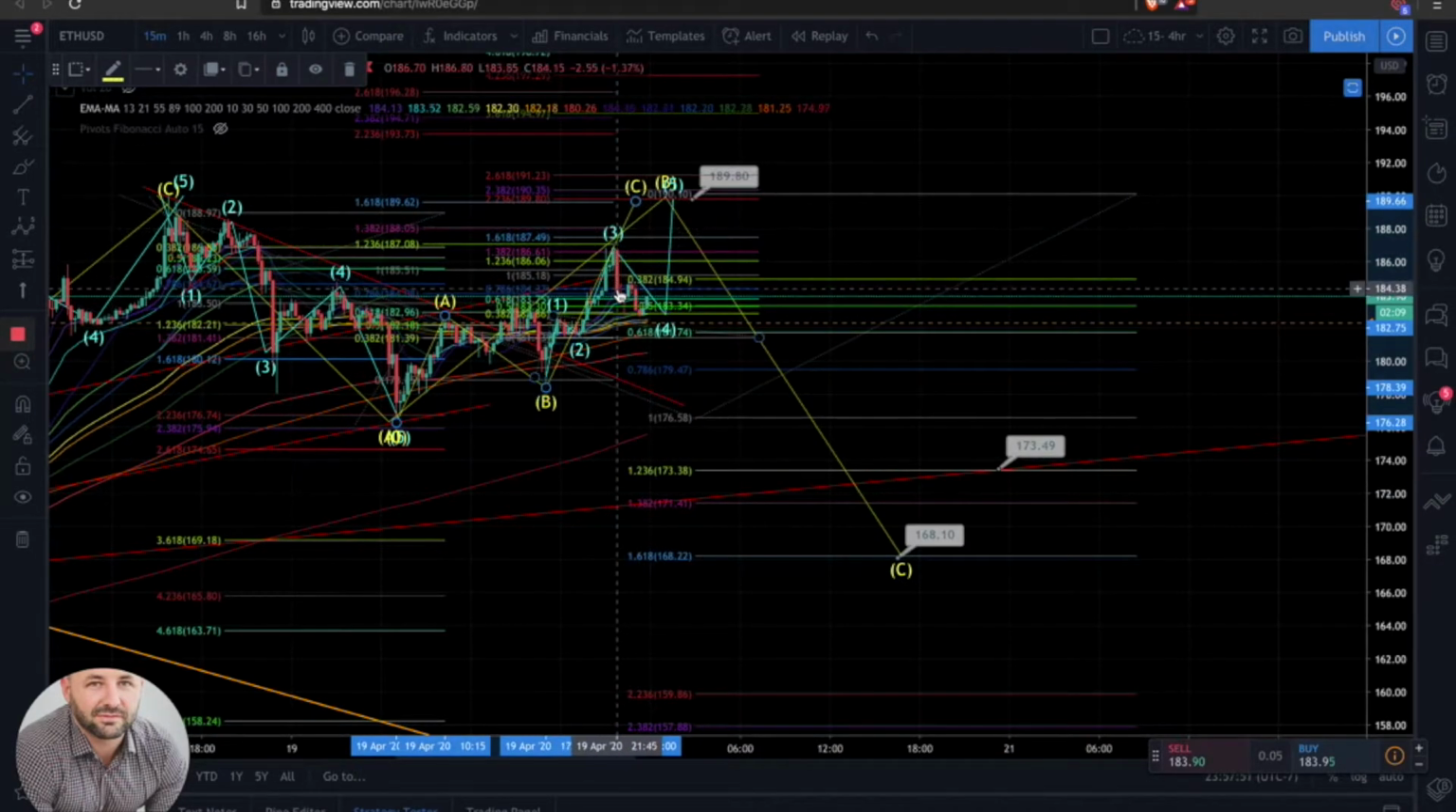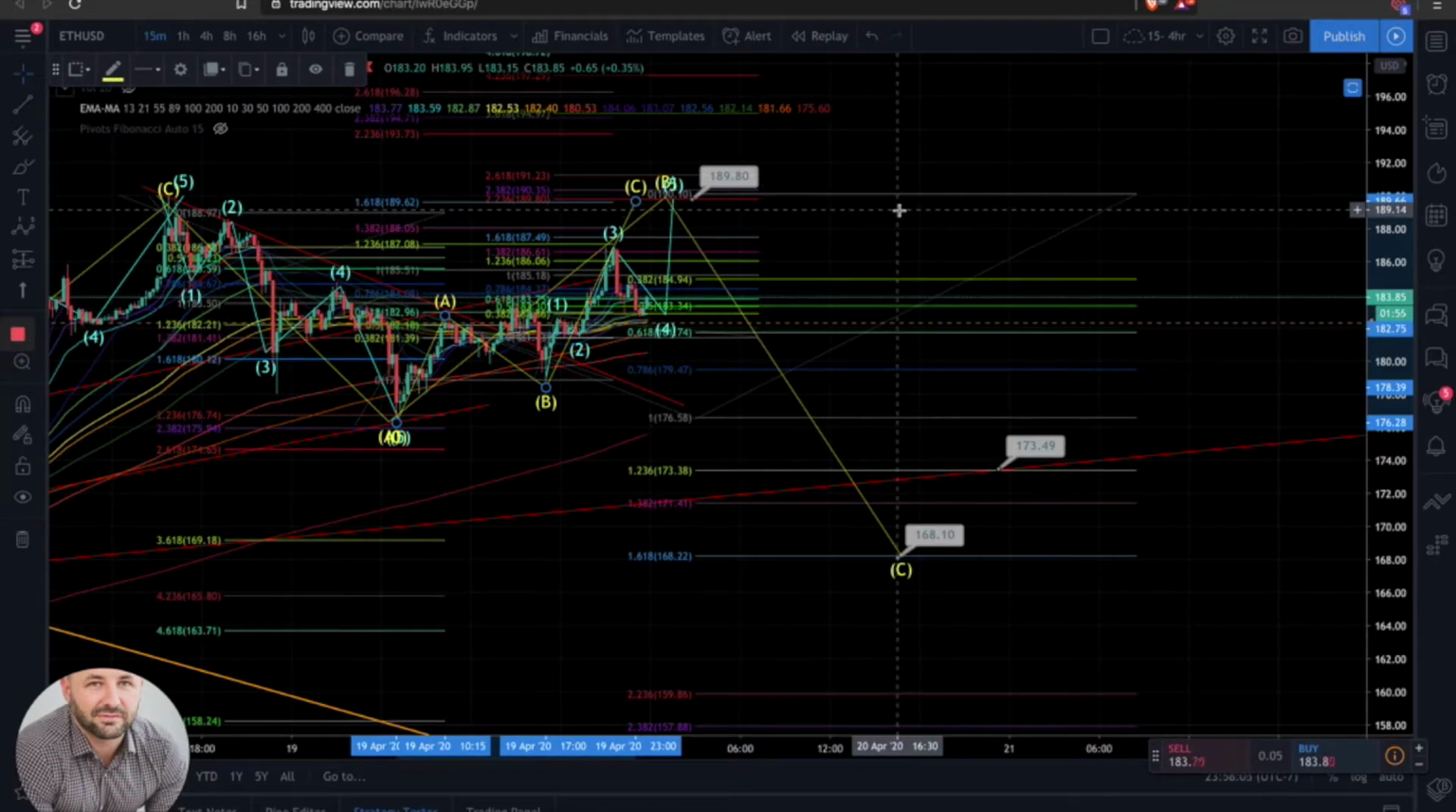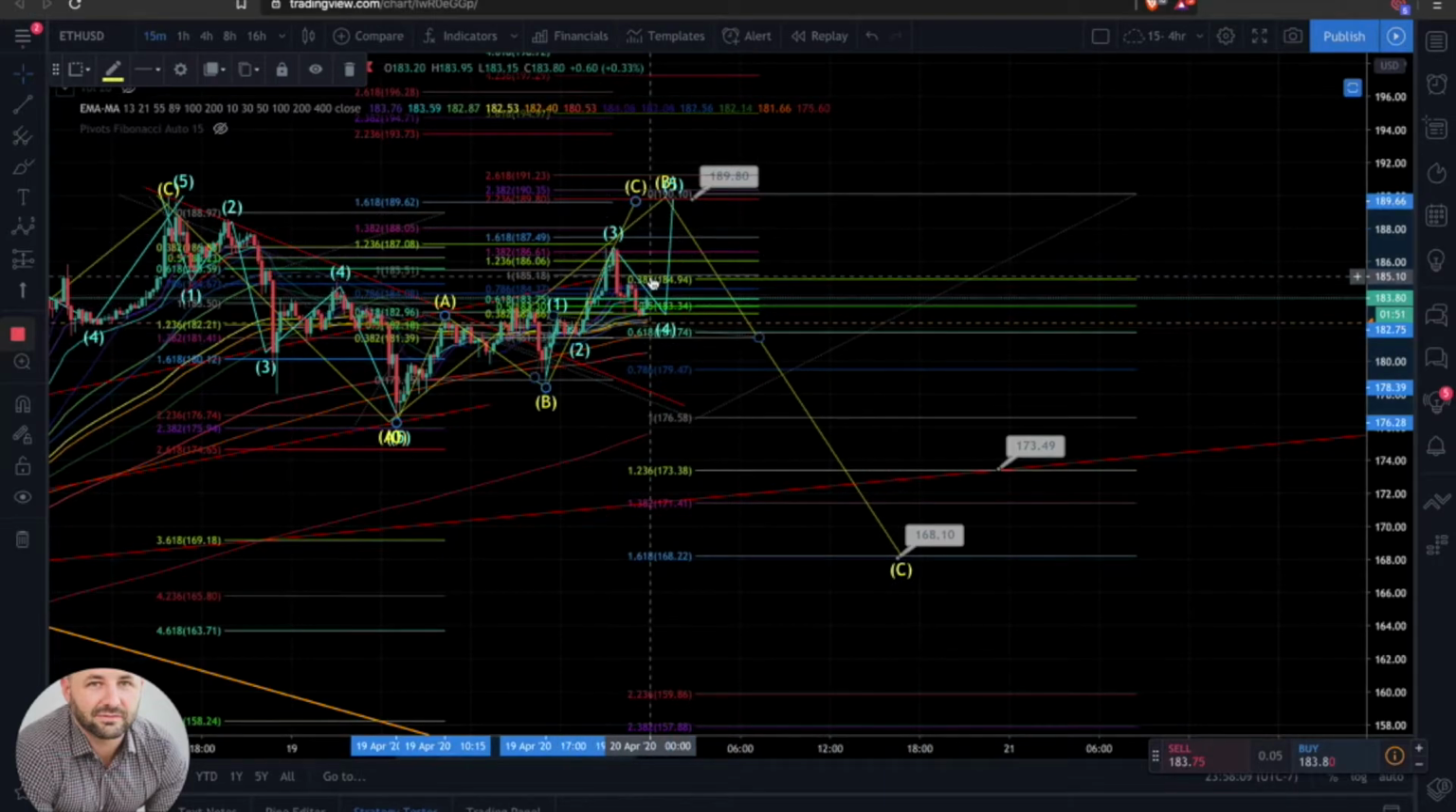Now this 4th wave, it has 3 waves in it. It could be done. It is fairly aggressive. However, it did not go into wave 1 territory yet, so it's still on the table as a 4th wave. It is definitely pretty close, a little too close for comfort. Normally 4th waves don't retrace that far. However, it could still be on the table.